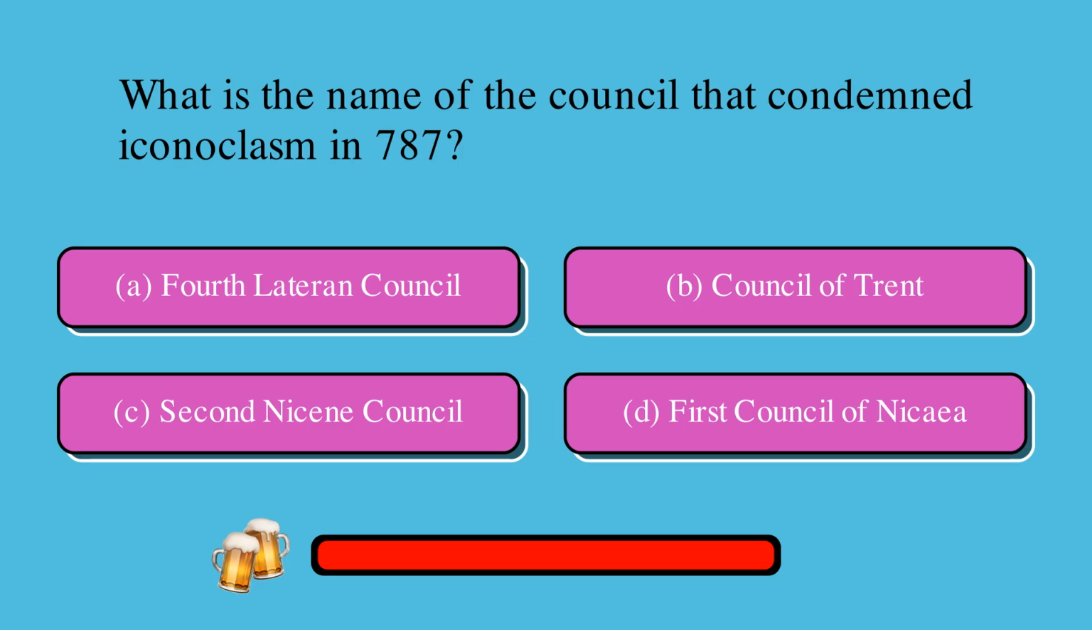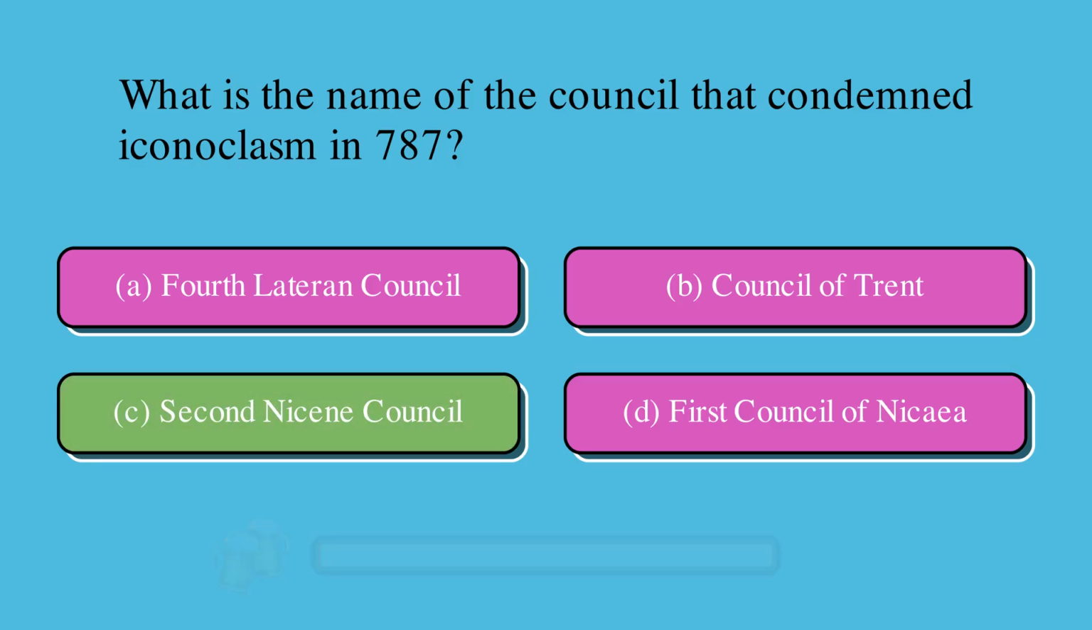What is the name of the council that condemned iconoclasm in 787? Is it A, Fourth Lateran Council, B, Council of Trent, C, Second Nicene Council, or D, First Council of Nicaea? The correct answer is C, Second Nicene Council.